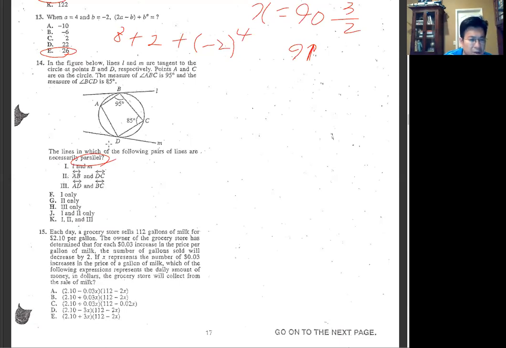Not really, AB and DC. This one has the parallel, so if you add this 2, that becomes 180. Yeah, so put 80, and no, 2 only.